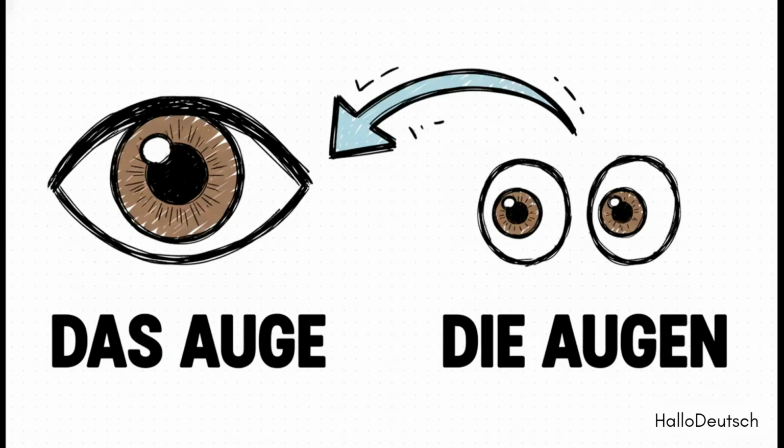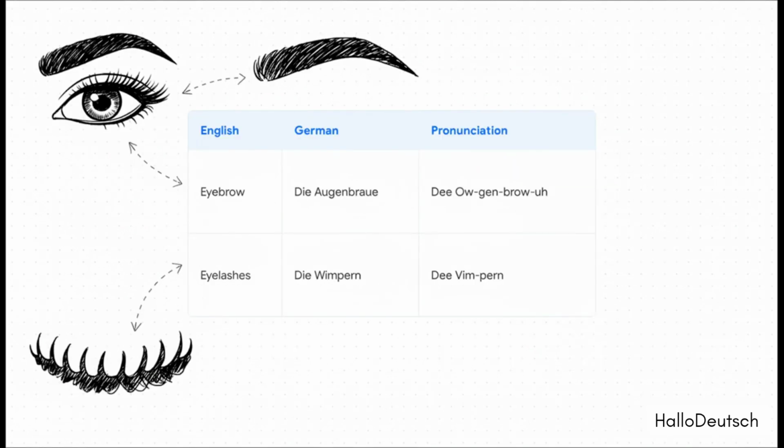Okay, check this out. You can see the change right here, side by side. One eye is das Auge, but two eyes becomes die Augen. See what happened? The article changed from das to die, and we added an N to the end. Das Auge, die Augen. It's a small difference, but a really important one. Of course, it's not just the eyes themselves. We've got the details around them. An eyebrow is die Augenbraue, which is cool because it literally means eye brow. And eyelashes are die Wimpern. Let's run through those sounds. Die Augenbraue and die Wimpern.